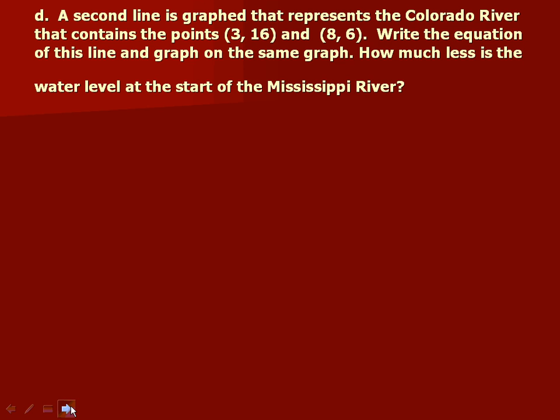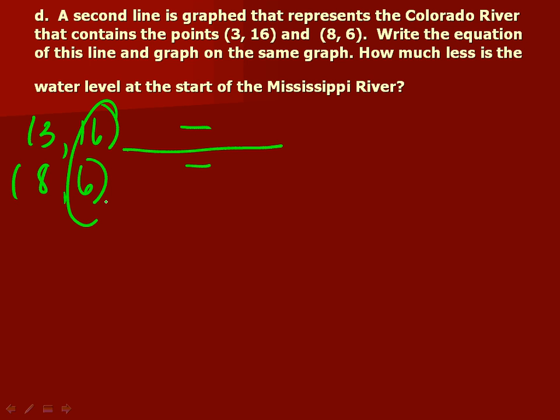Okay, I've graphed my points. Write the equation of this line and graph it on the same graph. So I've got my 2 points: 3, 16 and 8, 6. What do you need to do to find the equation of this line? Find the slope. Draw the line. Minus sign. On top is 16 minus 6.